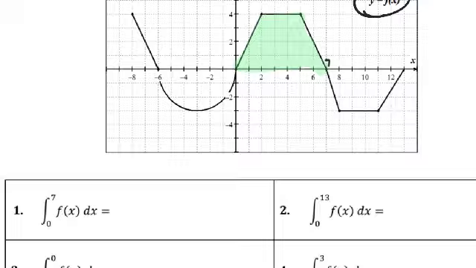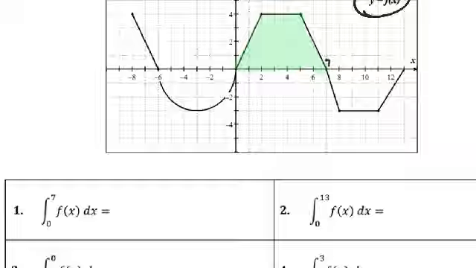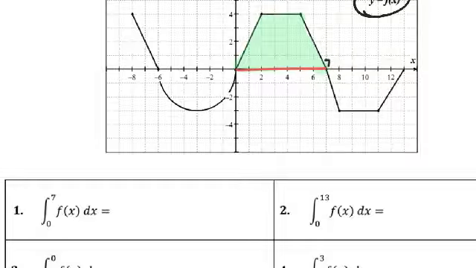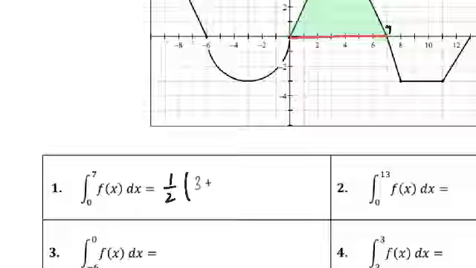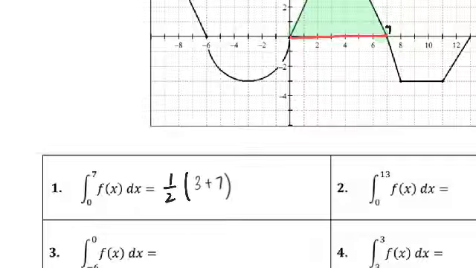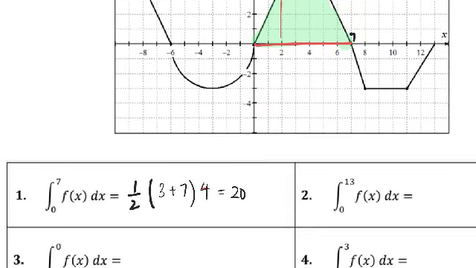This trapezoid right here has a base of 7 and another base of 3. So this will be 1/2 of 3 plus 7, those are the two bases, times the height, which right here is 4. So this will be equal to 20. Okay, and let's just write that in here so that we know that this whole trapezoid was 20.